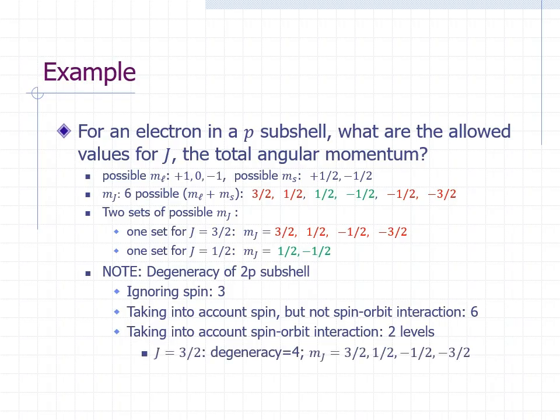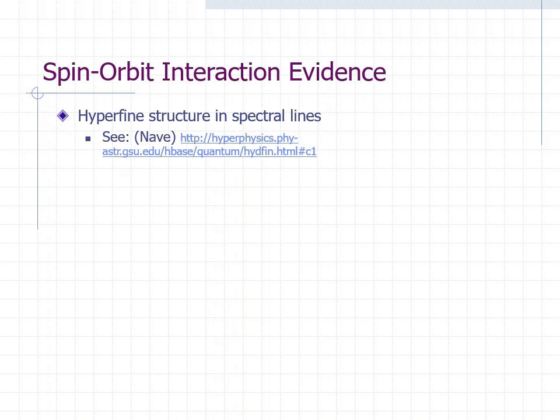The level with j equals 3/2 has a degeneracy of 4, and the level with j equals 1/2 has a degeneracy of 2. Spin-orbit interaction splits the p subshell into 2 levels characterized by different values of the total angular momentum. Now let's look at some experimental evidence for spin-orbit interaction.